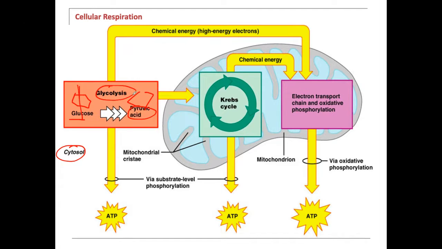Now, if oxygen is available, right? You're not huffing and puffing from exercise. You're in a pretty good relaxed state, exercising moderately. Pyruvic acid can go into the mitochondria and it can enter the Krebs cycle. And the Krebs cycle can produce ATP. So does glycolysis, but glycolysis doesn't produce a lot of energy. The Krebs cycle produces some ATP, but not lots.